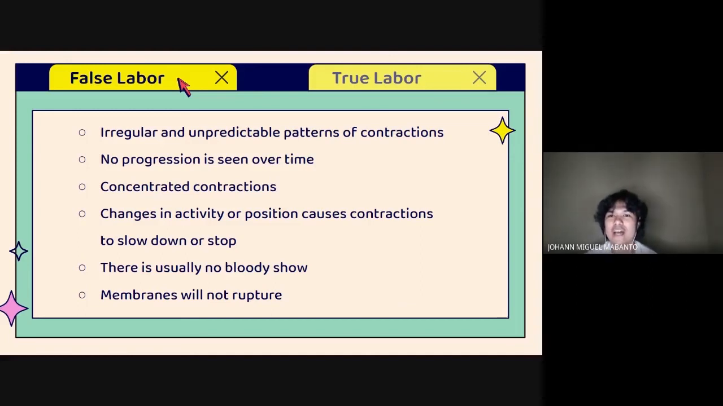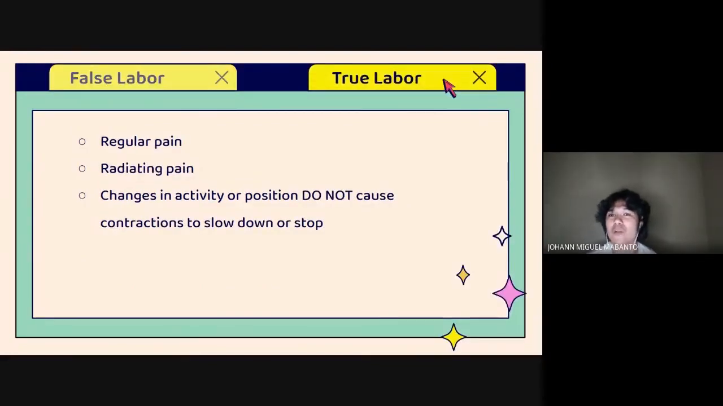Next naman po, we have true labor. So for true labor, we have regular pain, which is usually evident through the duration of contractions. An example of this would be contraction durations of 20 to 40 seconds with now non-varying intervals o napapadalas na po na paghihilab. Next would be radiating pain.